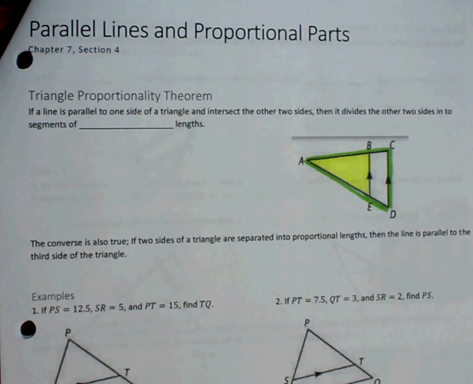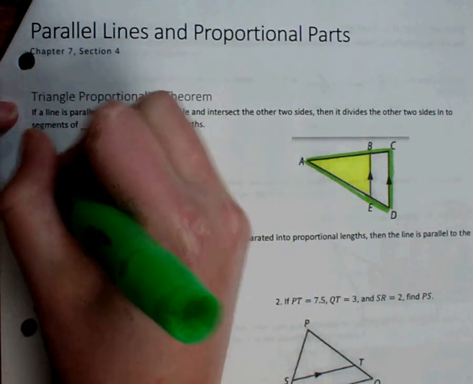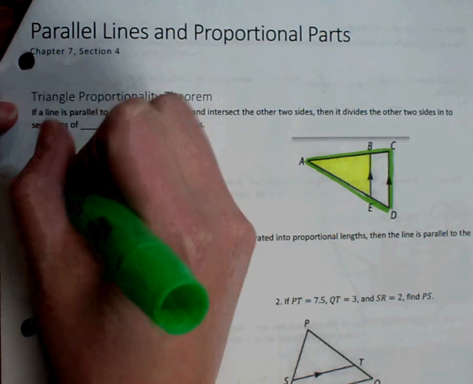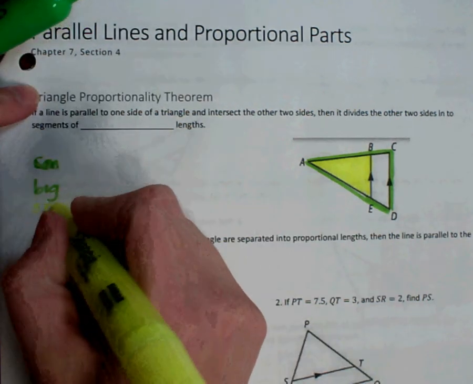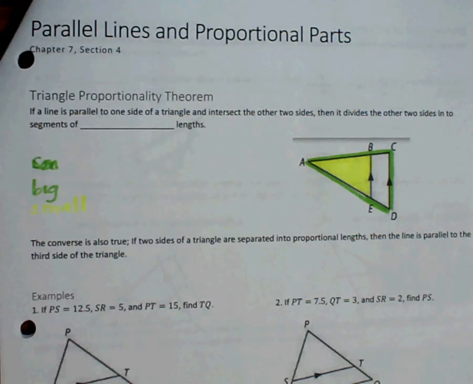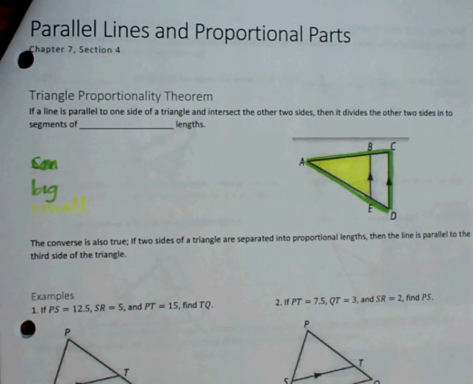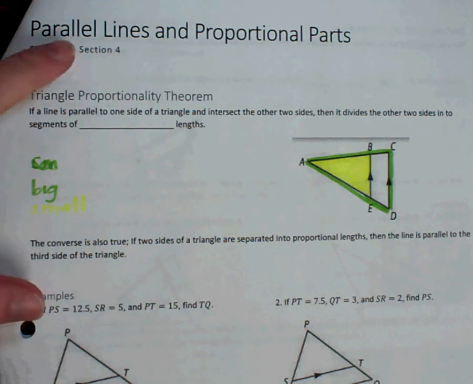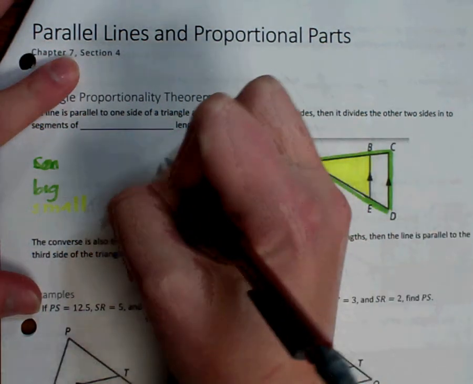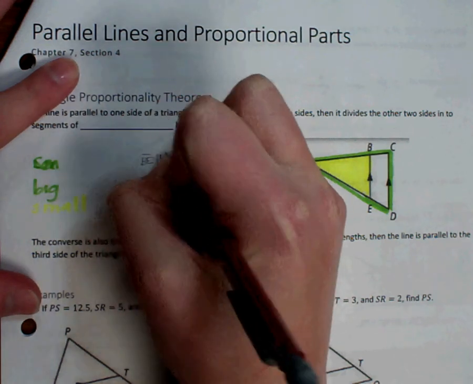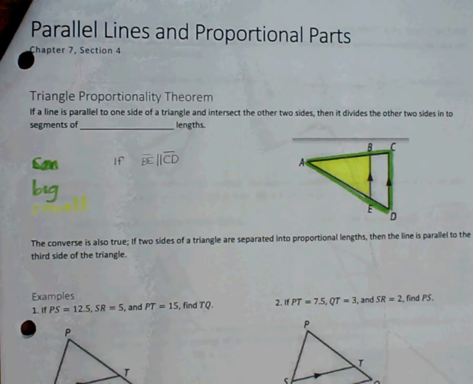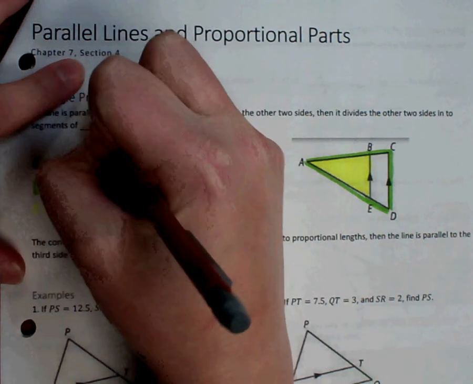It was small triangle to big triangle, or big to small, either way. Okay, this section and this theorem specifically, the triangle proportionality theorem, says that if a line is parallel to one side of a triangle and intersects the other two sides, okay, so in this instance we've got BE parallel to CD, okay, so if that happens, then it divides the other two sides into segments of proportional length.